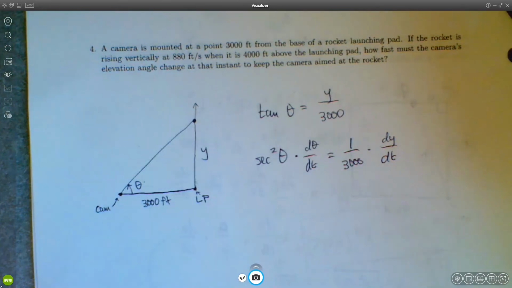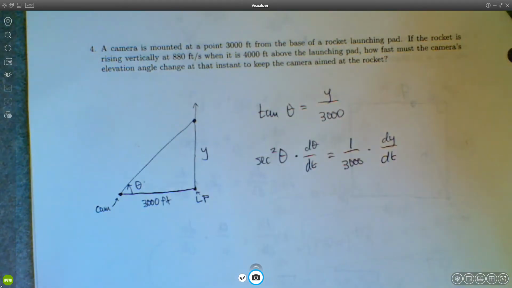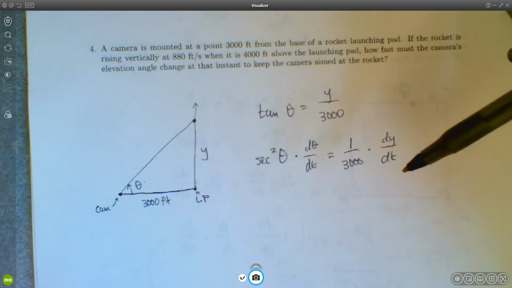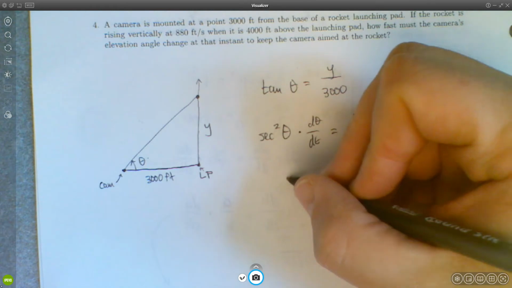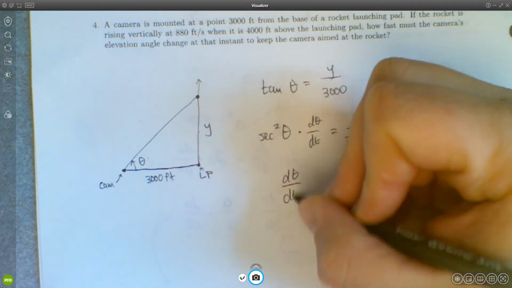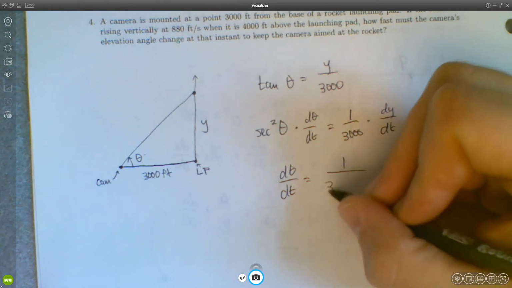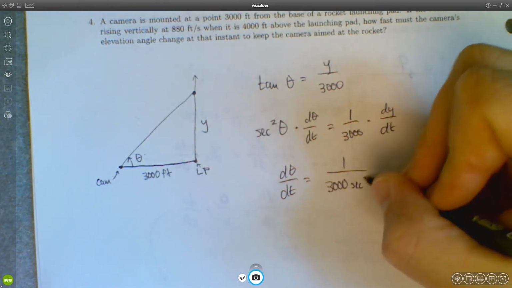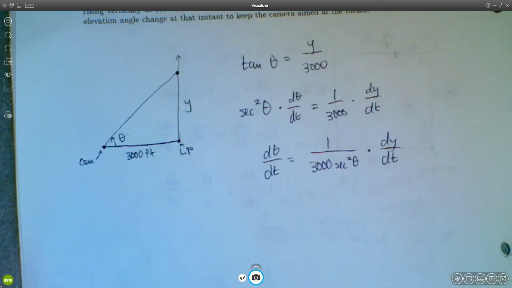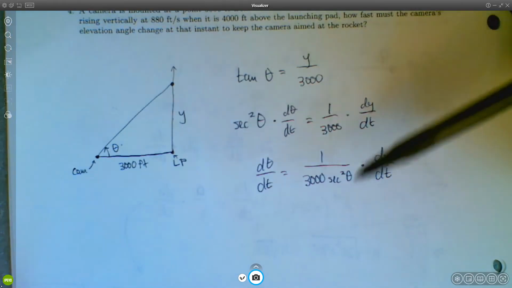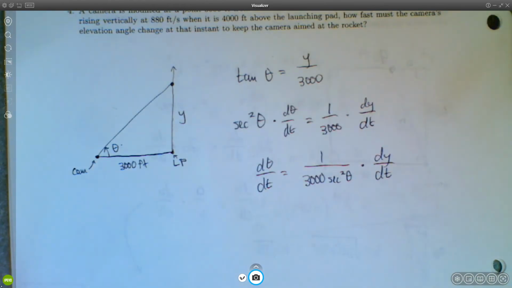So now the question is, I want to find d theta dt. So maybe what I'll do is divide both sides of this equation by secant squared theta. So I'm going to get d theta dt equals 1 over 3,000 secant squared theta times dy dt. Now what do I need in order to solve this problem? I need to know what theta is, and I need to know what dy dt is.